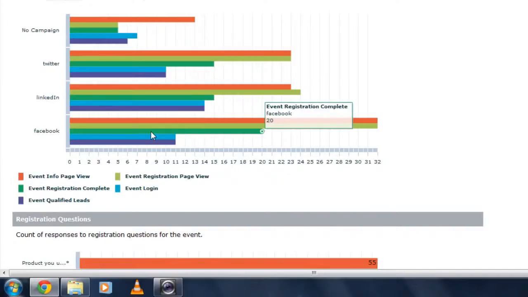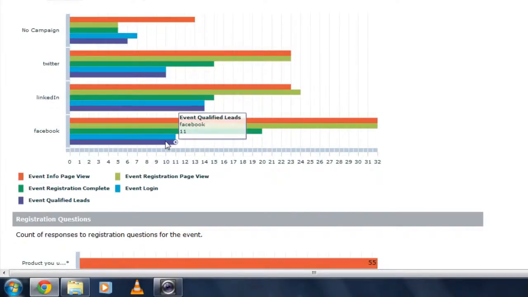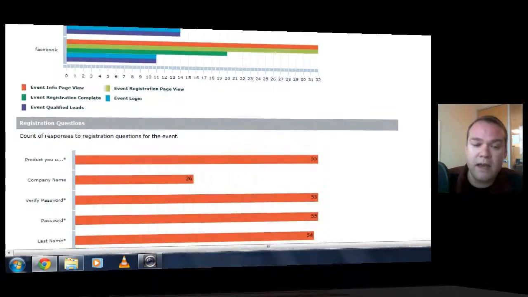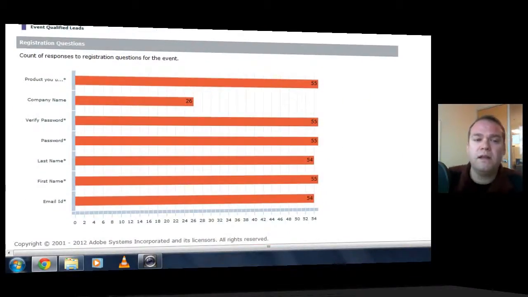So I can see, for example, that Facebook brought in a lot of people. It drew a lot of interest to my event information page, but I didn't get a lot of qualified leads from Facebook. Whereas I look at LinkedIn, for example, drawing fewer people overall, but a lot more qualified leads. So this will help me understand where to put my energy and my resources as I'm creating campaigns for future events.